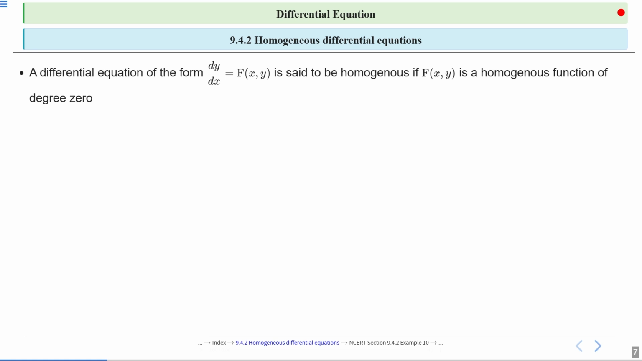Now, a differential equation of the form dy by dx is equal to f(x, y) is said to be homogeneous if f(x, y) is a homogeneous function of degree 0. Okay, so if there is a differential equation of degree 1 and order 1, then we consider it as a homogeneous differential equation if the function f(x, y) is a homogeneous function of degree 0.